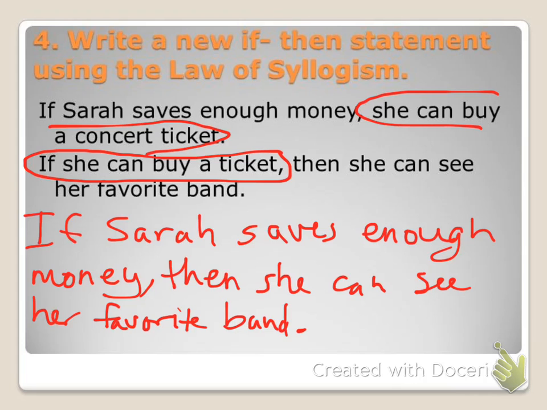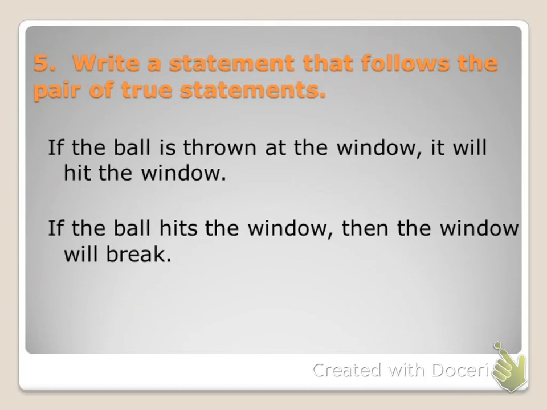Everybody ready for number 5? Here is number 5. So again, you can just wait. We'll write it out together. It's the exact same type of problem. It says, if the ball is thrown at the window, it will hit the window. If the ball hits the window, then the window will break. So what part can we cut out? Which part? Yeah, the hitting the window. We don't need to repeat it. All right? Let's just go straight from the beginning to the end.